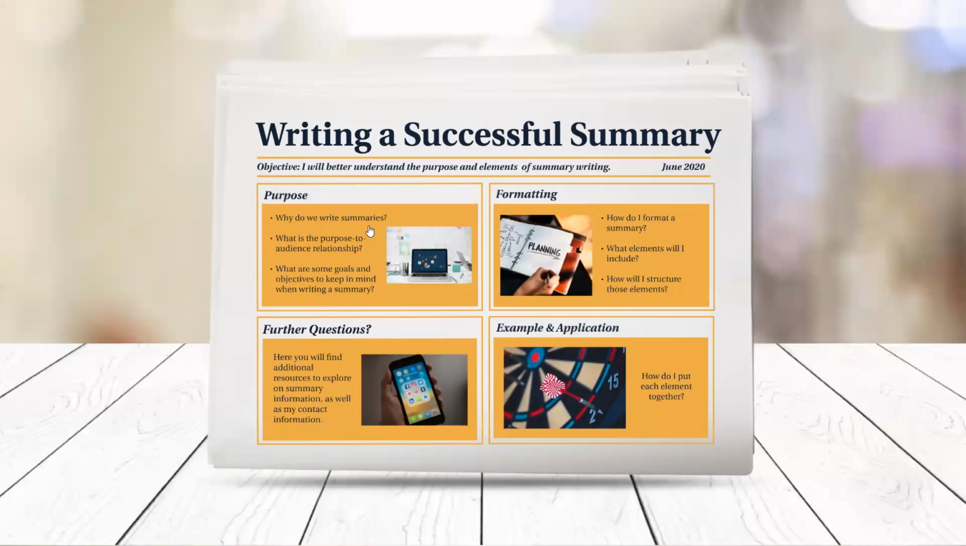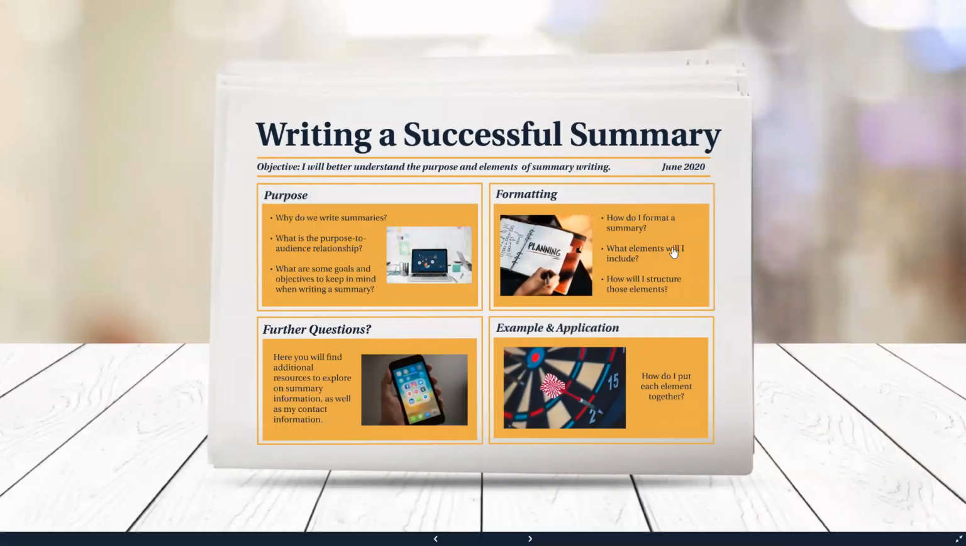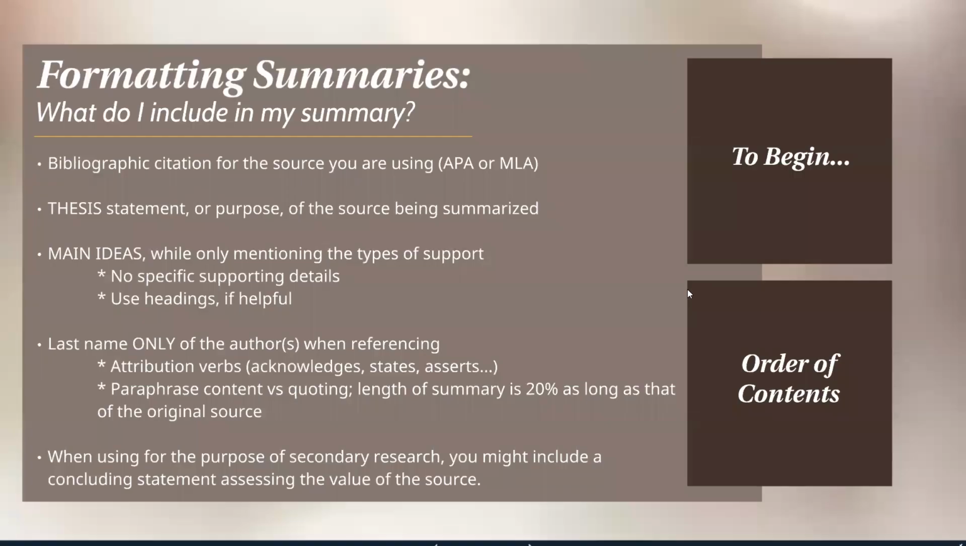So now let's take a look at formatting. How do we format a summary? What elements do we need to include, and how will we structure those elements? Here are a few things that we need to include. First, a bibliographic citation for the source that we are summarizing, whether that be APA or MLA. If this is an assignment for you, depending on what you have, make sure you double check all of that. You're going to include the thesis statement or purpose of the source you're summarizing.